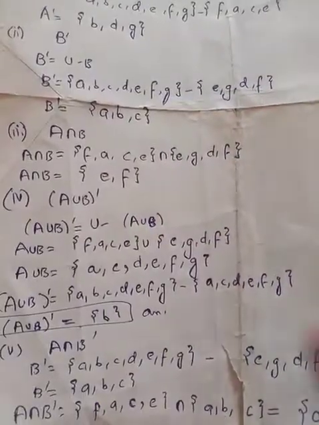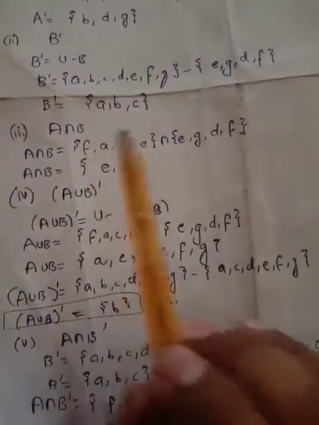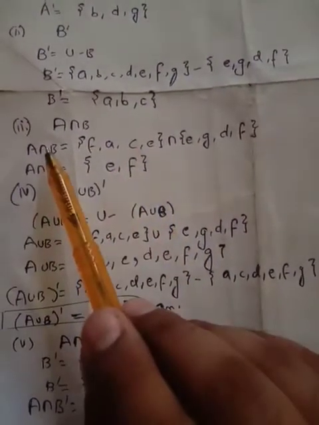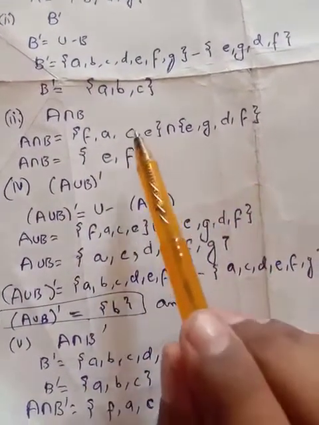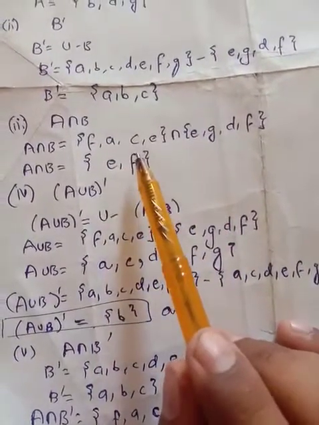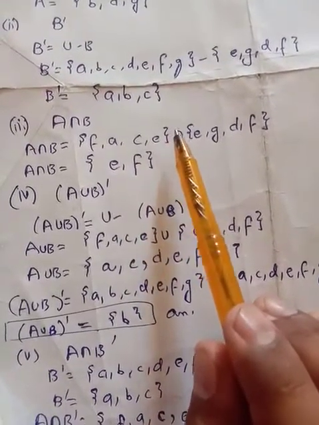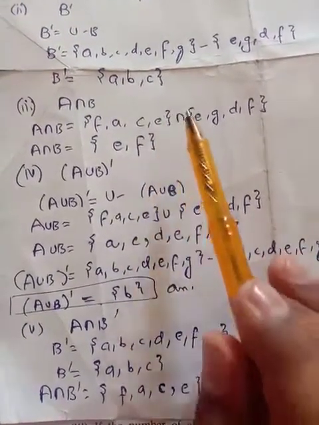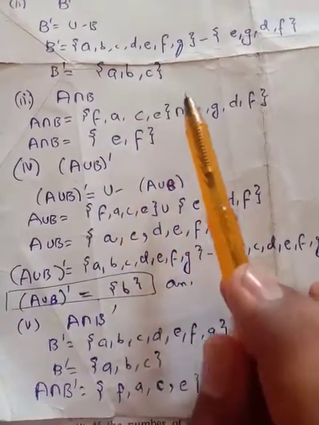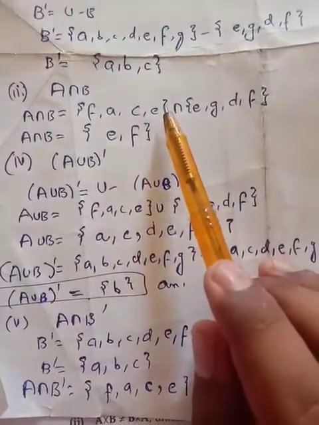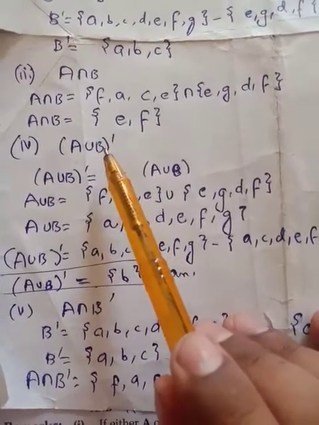Now A intersection B. A is F, A, C, E. We have inserted the intersection sign here. B is E, G, D, F. So the answer of A intersection B is E, F, because these are the two elements which are present in both sets. In intersection we have to write the common elements. So E and F are the only elements present in both sets, common to A and B.